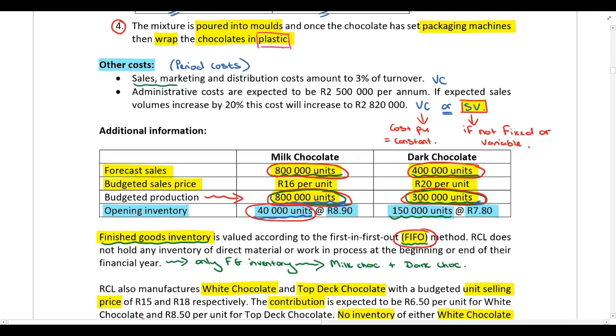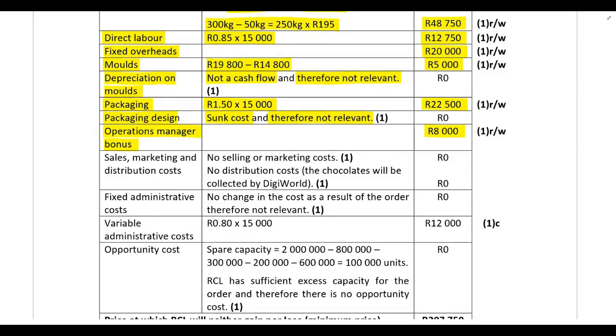Now, for the sales, marketing, and distribution costs, you were specifically told that there won't be any selling or marketing costs, and we also said there won't be any transport costs because of the fact that DigiWorld will collect the order directly from RCL's factory in Wadeville. So there won't be any distribution costs either. So this cost is definitely not relevant because the cost will not be incurred as a result of the order. But don't leave it out. We need to include that in our suggested solution. There are no selling or marketing costs, and there are also no distribution costs because the chocolates will be collected by DigiWorld.